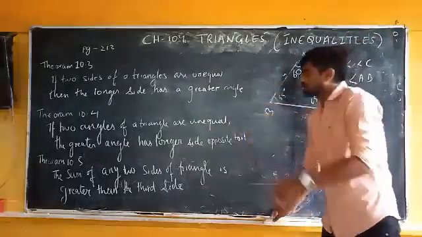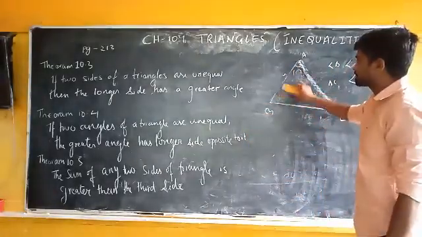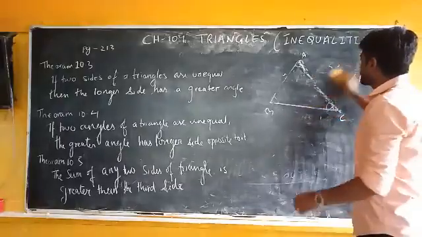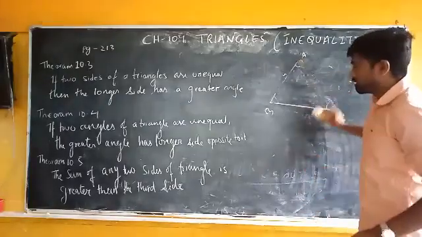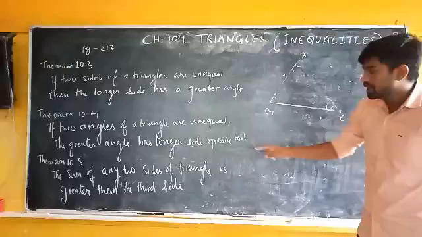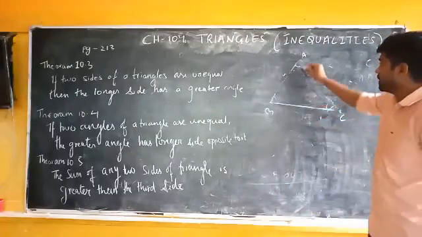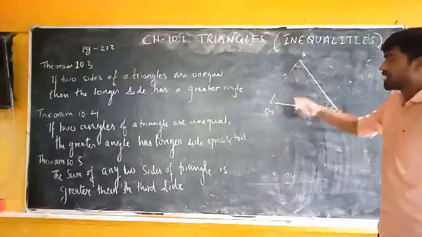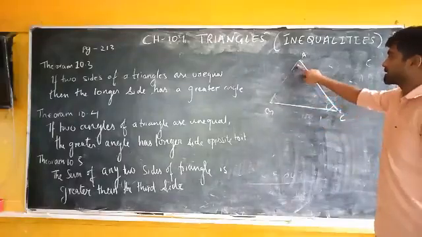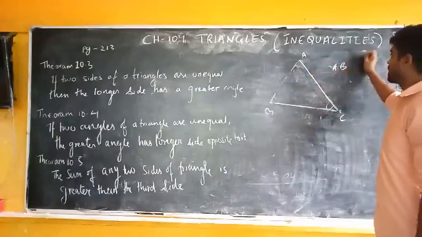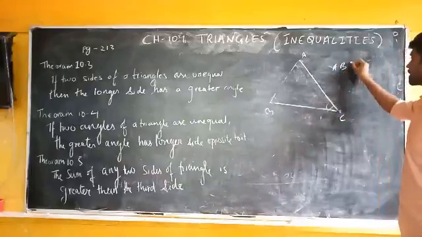Third one. Let's see the third theorem. What does the third theorem say? The sum of any two sides of a triangle is greater than the third side. So it says the sum of any two sides. Let's add any two sides, AB and BC.